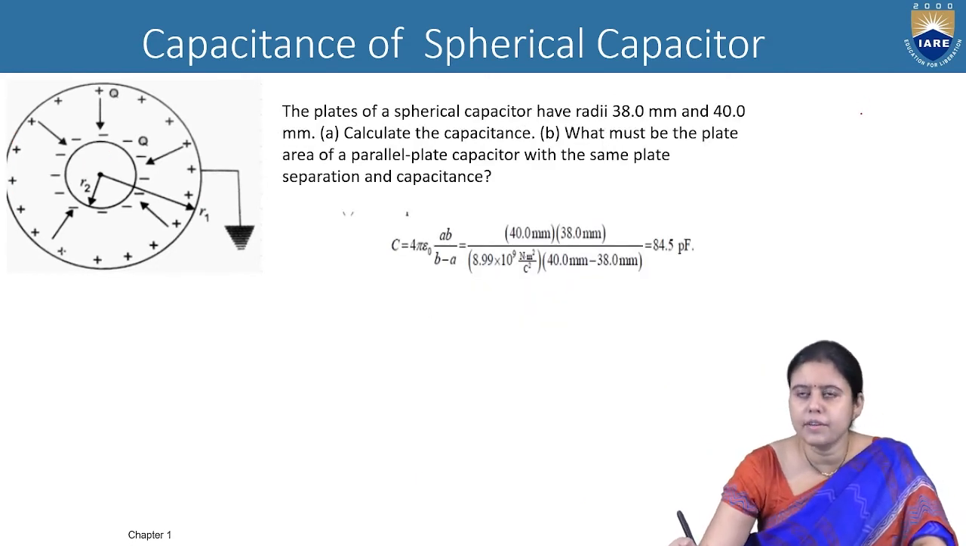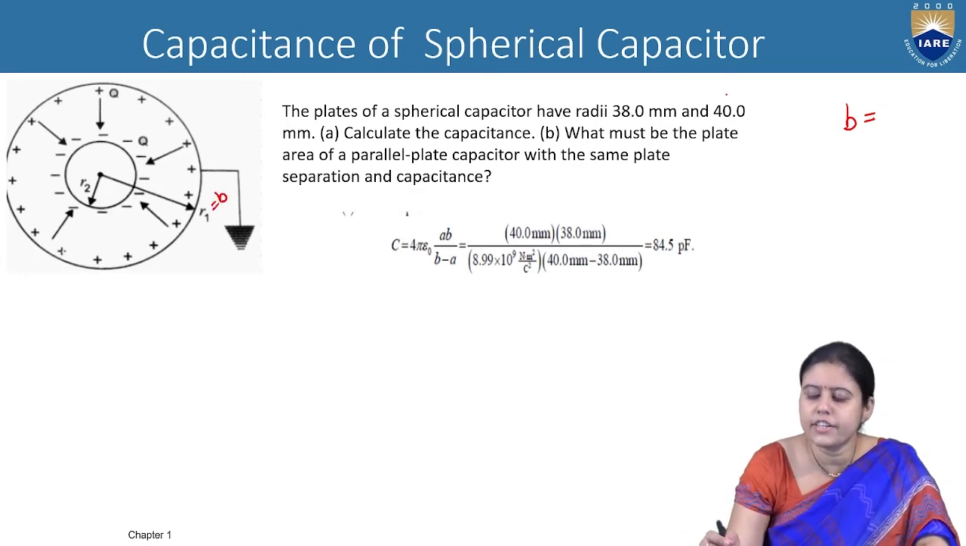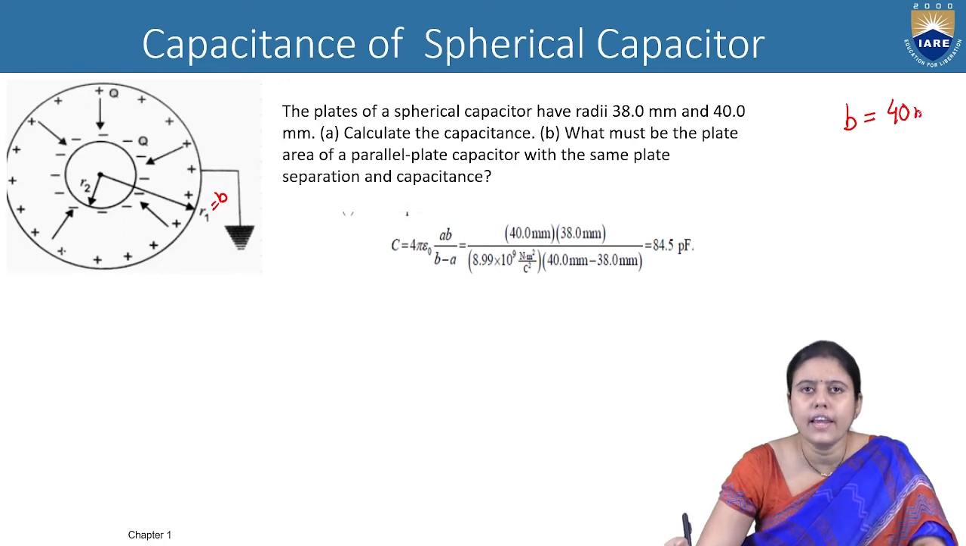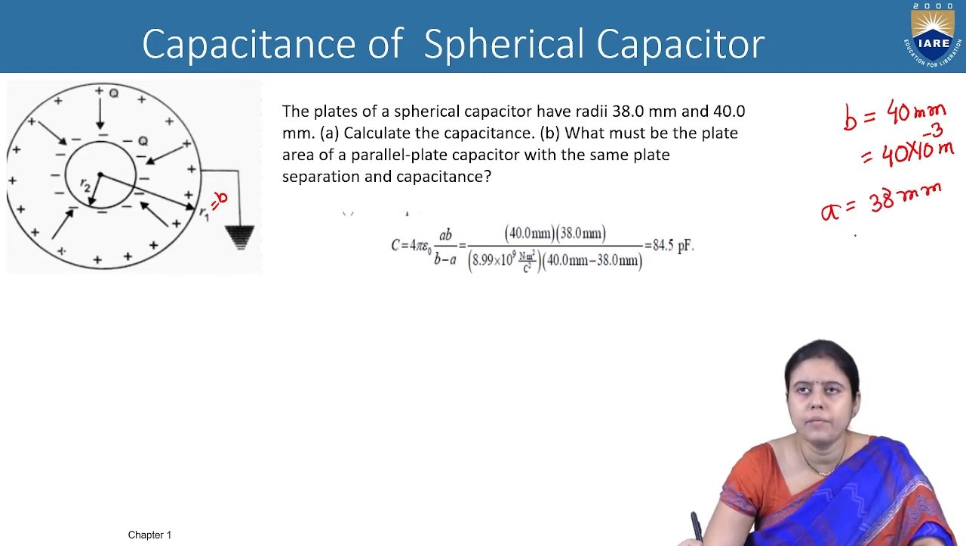What is the capacitance given? B is the outer one. So which one is greater? B is equal to 40 mm, and we have to convert it into meters: 40 into 10 to the power minus 3 meter. What is the value of A? A is given as 38 millimeter, so 38 into 10 to the power minus 3 meter.